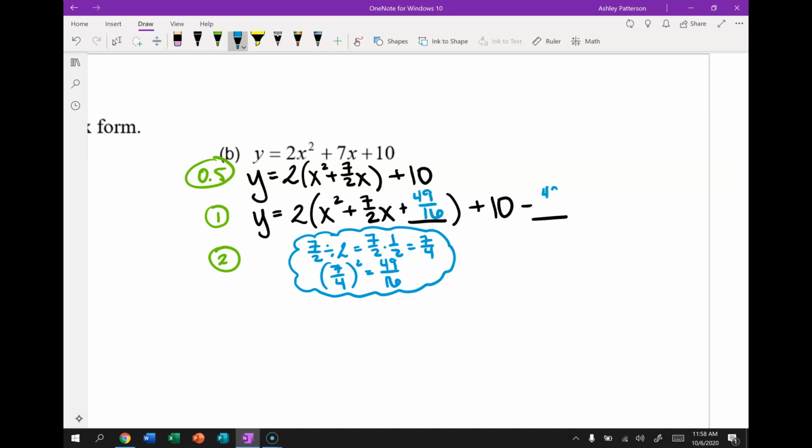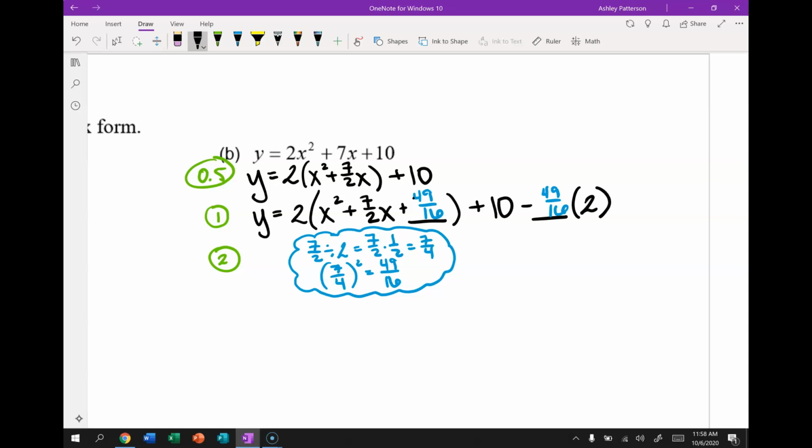But be careful, because I'm not adding 49/16. Notice there's a 2 on the outside. So I'm adding 2 times 49/16. This 2 is eventually going to get distributed in. That's mathematically what it represents when there's something outside of the parentheses. So when you have to factor out a 2 in order to create a perfect square trinomial, you need to account for it on the number that you are subtracting.